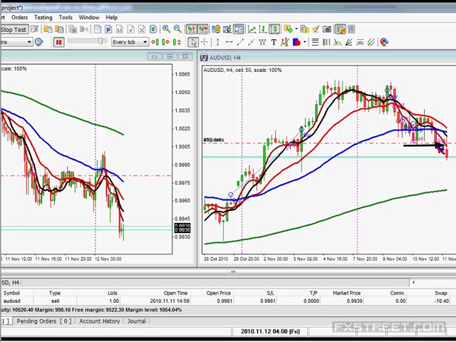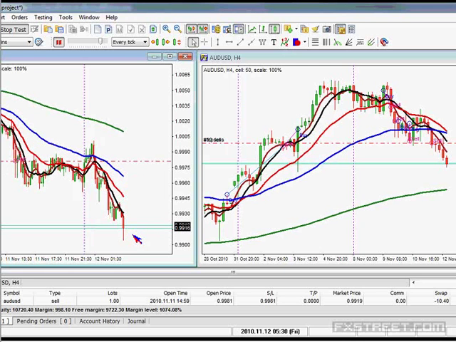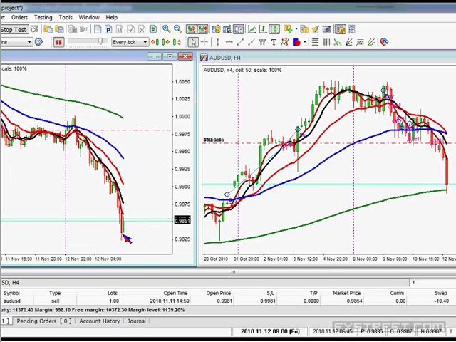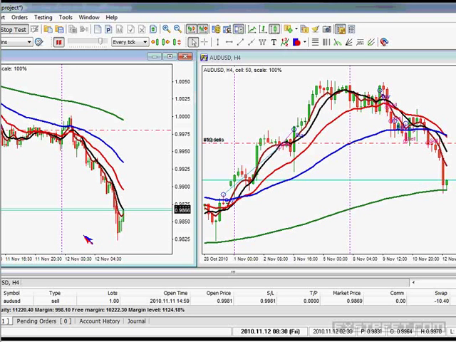Now the 4-hour, right, seems quite bearish. Looking at this. There you go. So now we're coming down, up over 100 pips. Okay, running into some potential support here.